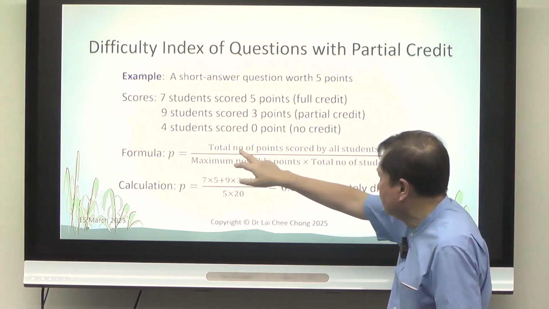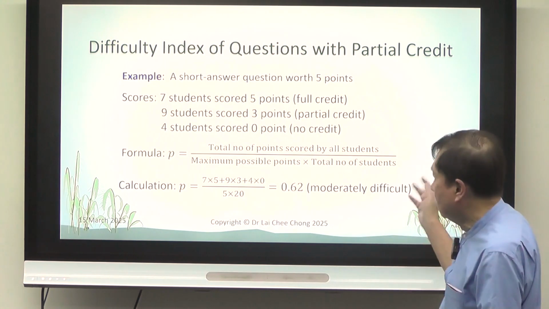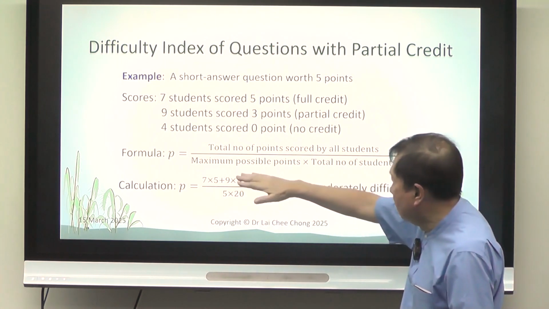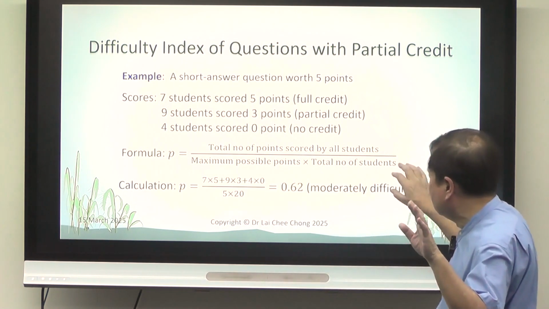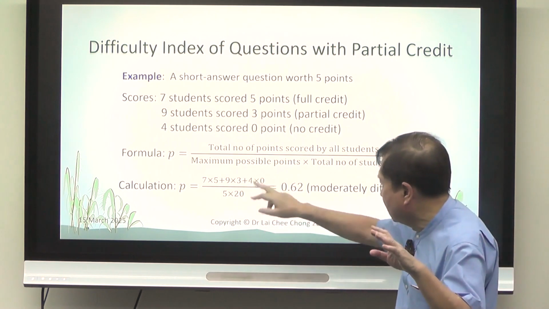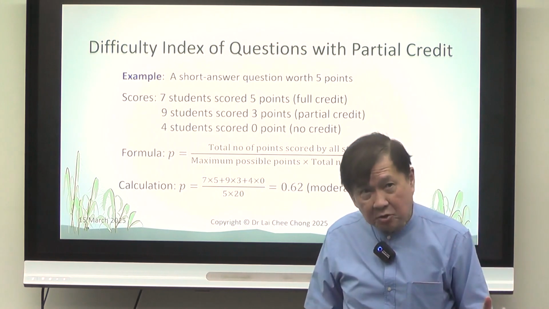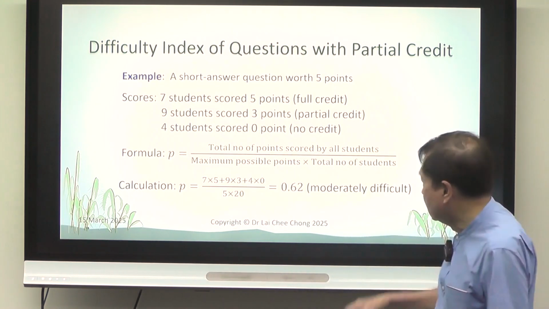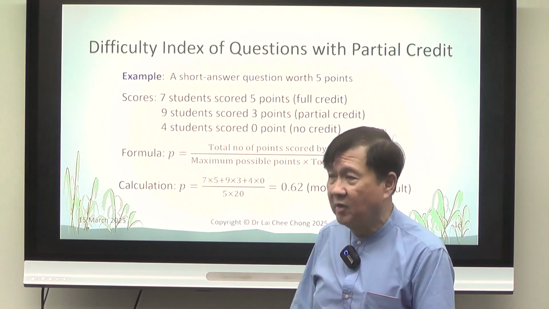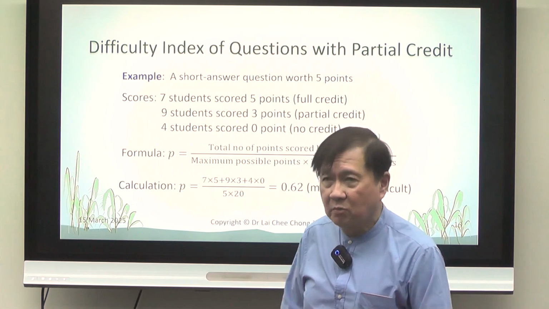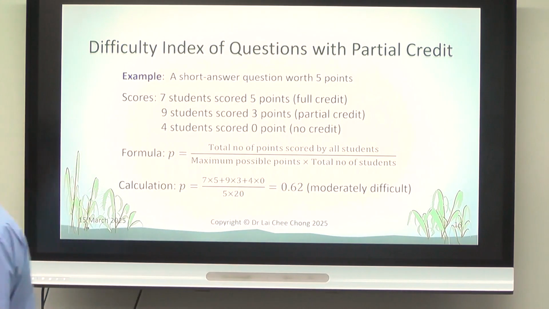What you do is total up all the correct points from all the students here. Add together, whatever that is. Now, look at the denominator here. You take the maximum possible points. In this case, it's 5. 5 times the total number of students. So if I do it that way, I get 0.62, which is a good range. It hasn't gone beyond 0.7, so it's still moderately difficult. You see, that's how you do it for this kind of question. So it's very good for MCQ. It's very good for the short answer questions. So far, so good? All right.